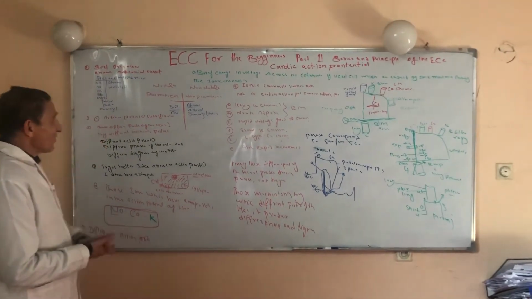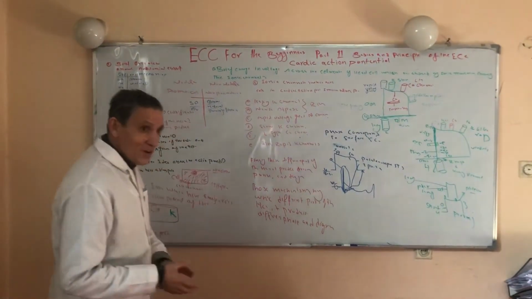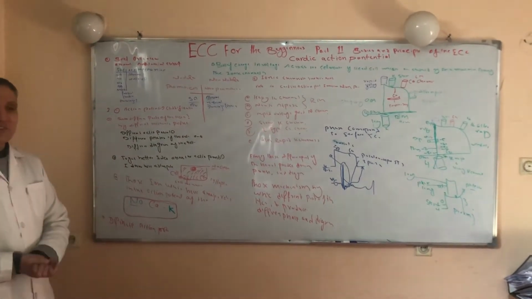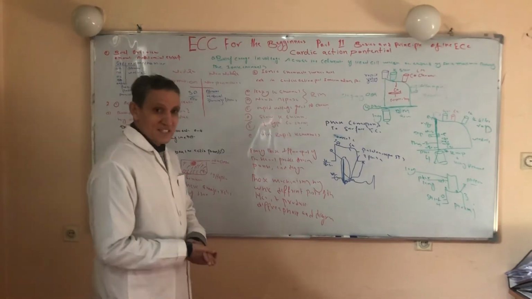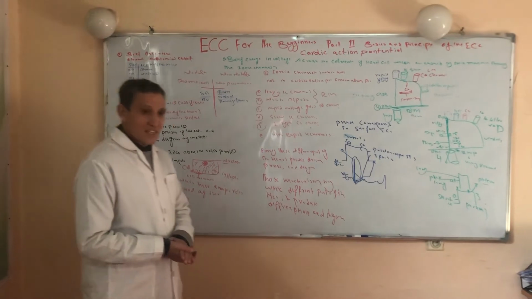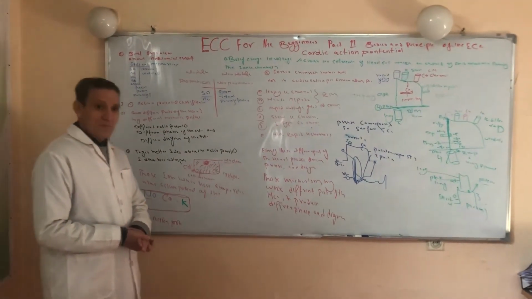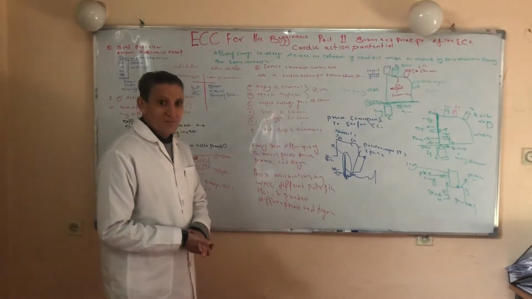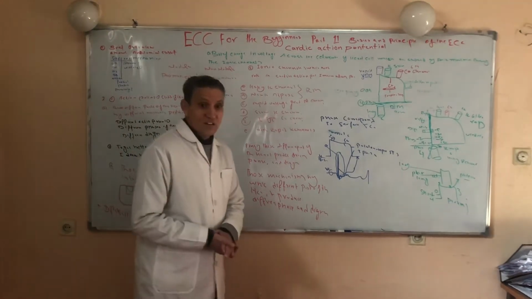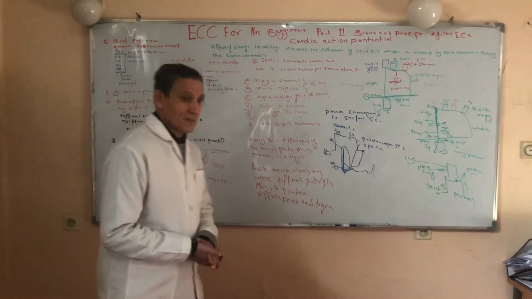Before I start my lecture about the cardiac action potential, I want to give a brief overview of the anatomical classification of the heart. The heart is anatomically divided into two parts: one is the electrical part, another is the mechanical part. The electrical part includes the SA node, AV node, bundle of His, and bundle branches, the left bundle branch and right bundle branch. The left bundle branch is divided into the anterior fascicle and posterior fascicle, which are further divided into Purkinje fibers.